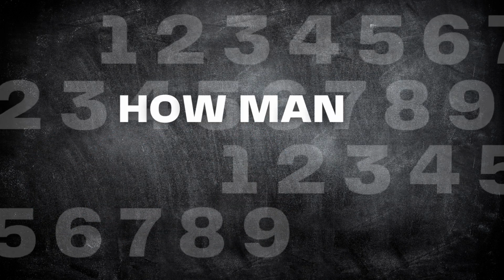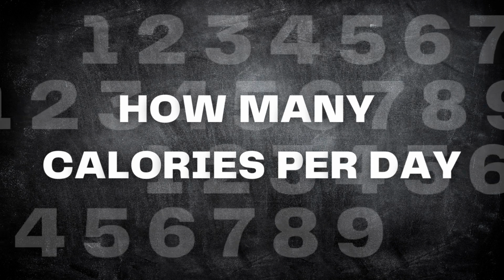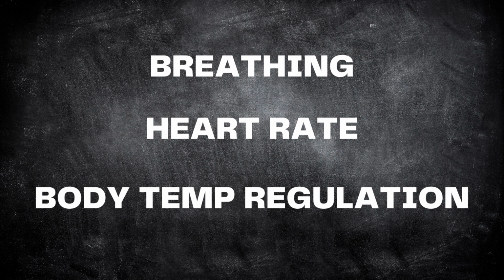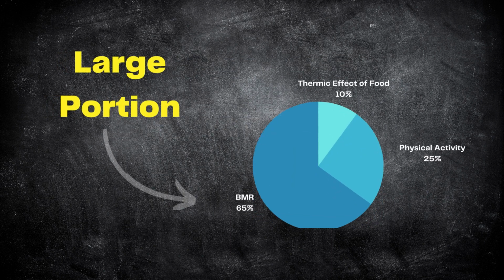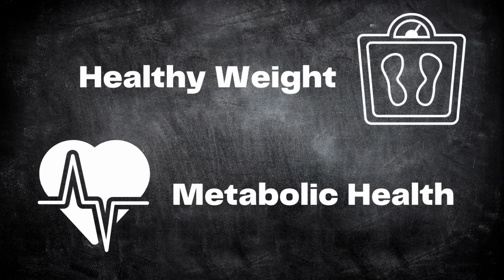Basal metabolic rate is simply how many calories your body uses to maintain normal physiological functions, such as breathing, heart rate, and body temperature regulation. Since BMR is such a large portion of your total daily energy expenditure, it is important to understand for maintaining a healthy weight and metabolic health.